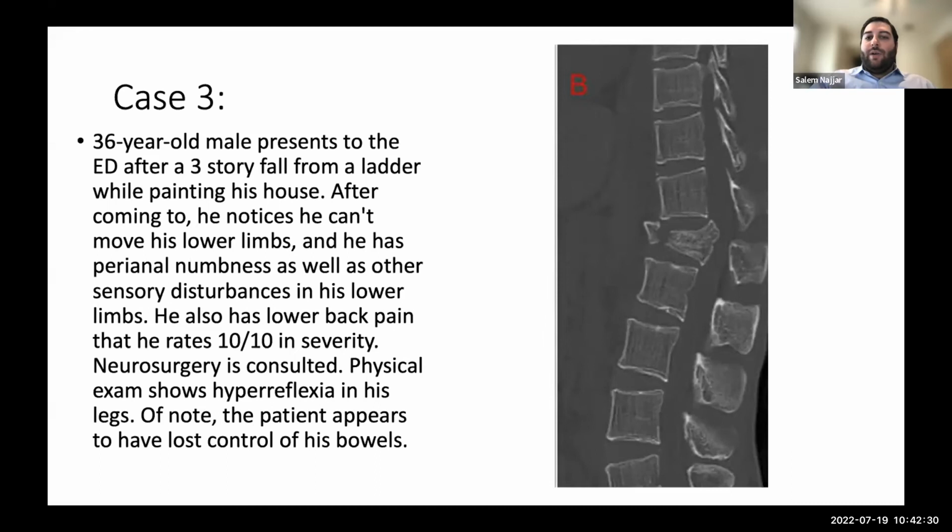So what do you guys think is going on here? Somebody tell me what you guys see in this CT on the right.